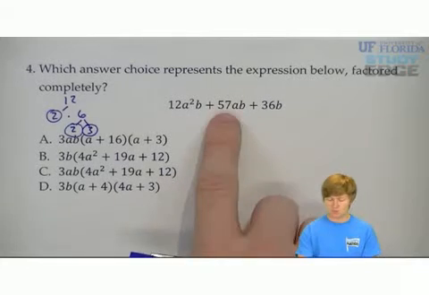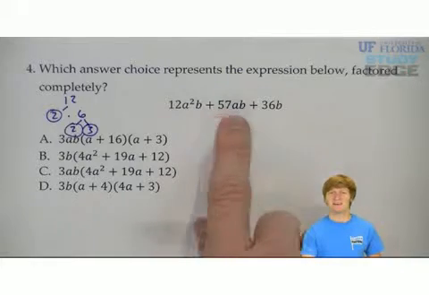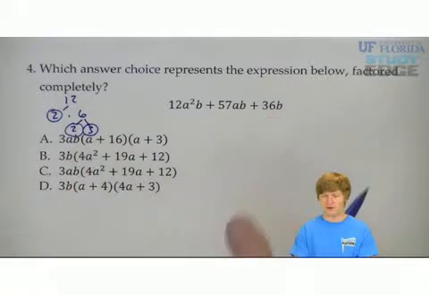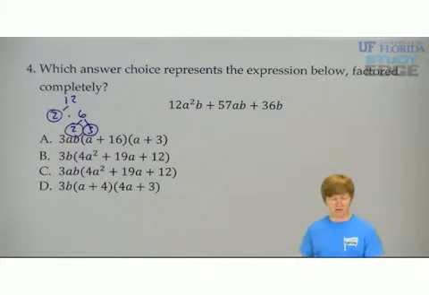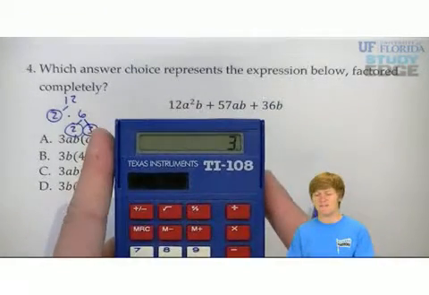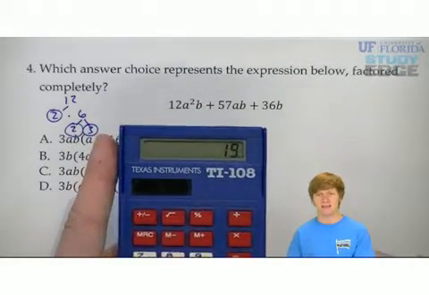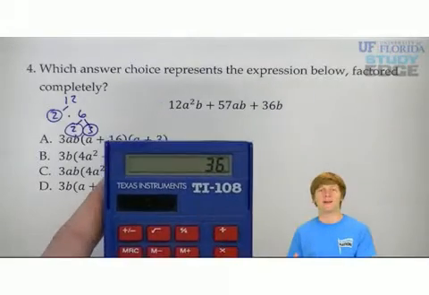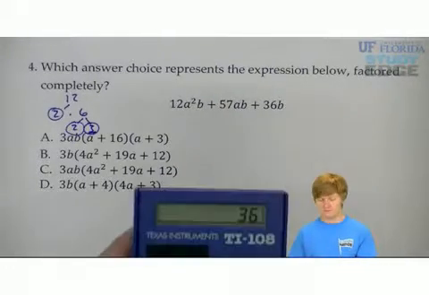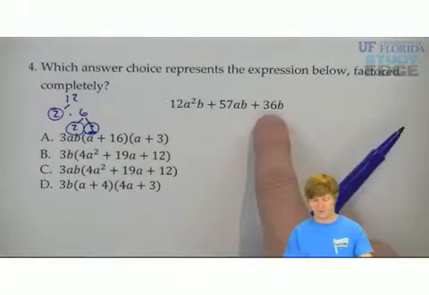Just by looking at 57, I know that 2 is not a factor because 57 is odd. But is 3 a factor of 57, and is 3 a factor of 36? Let's take a look. With the calculator, 57 divided by 3 goes into it 19 times, so yes. What about 36? 36 divided by 3 is 12, so yes, 3 is a factor of 36 as well.